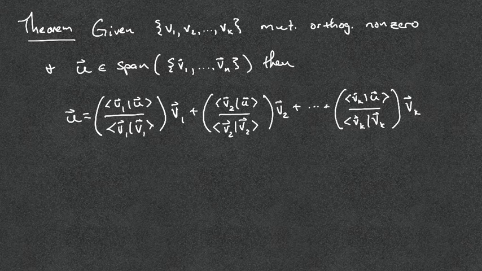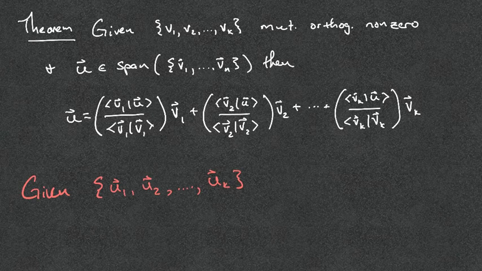So where we left off was with the following theorem. If we had a set of vectors v1 up to vk that were mutually orthogonal non-zero vectors, and we had an element u that was in the span of that set, then the representation of u in terms of the v1 up to vk's were going to be just derived from the inner product. So basically our projections of u onto the direction of v1 and u onto the direction of v2, and so on and so on.